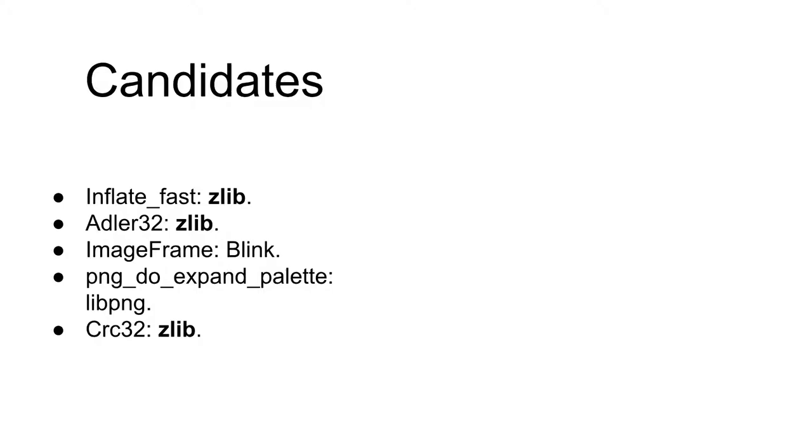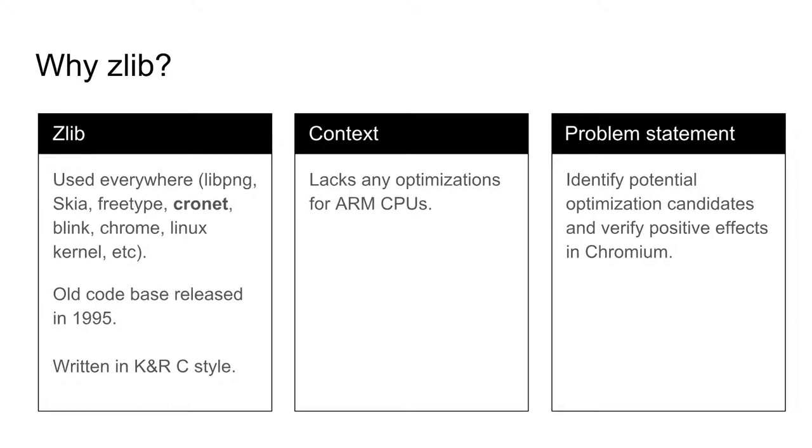So why zlib? I think zlib is a really interesting story because it's used everywhere. It's used by Skia, it's used by Android, it's used by Cronet, that is used by my understanding quite a few Android apps. It's part of the kernel. It's an old code base, was released in 95, and still written using Kernighan-Ritchie C style. And as of today, lacked any kind of ARM-specific optimizations. Since 2014, Chromium zlib has a few optimizations for compression targeting Intel. But before we did this investigation, there were no optimizations targeting decompression.